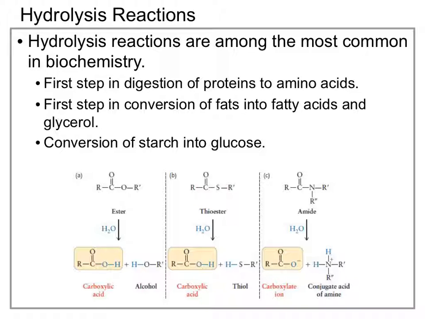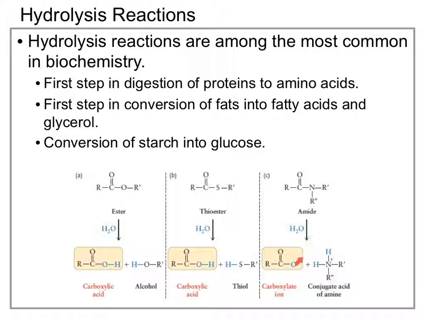In a hydrolysis reaction, we're going to take esters, thioesters, and amides and break them into their constituent carboxylic acid and alcohols, thiols, or amines. In the case of an ester, we will hydrolyze it, we will add water to form our carboxylic acid and our alcohol. Thioesters will hydrolyze to form the carboxylic acid and the thiol.